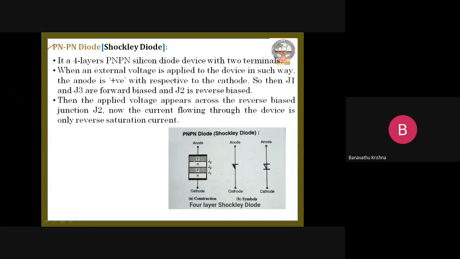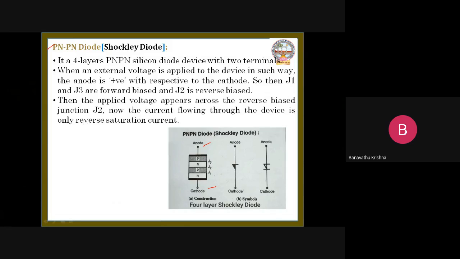It consists of four layers, such as P, N, P, N. Totally, it consists of four layers. And one more point you have to observe here, that is three junctions: Junction 1, Junction 2, Junction 3. And it consists of two terminals, such as anode and cathode.